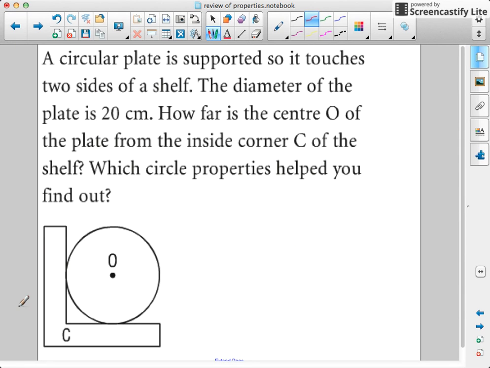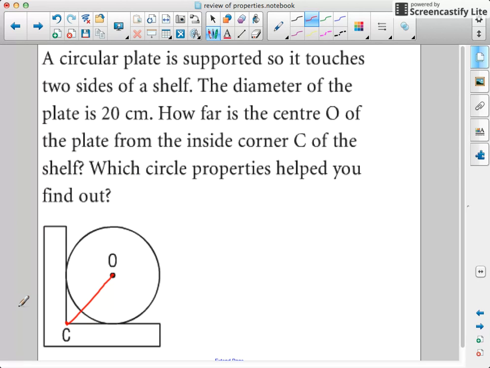Last example. A circular plate is supported so it touches two sides of a shelf. The diameter of the plate is 20 centimeters. How far is the center O of the plate from the inside corner C of the shelf? Which circle properties helped you find out? So we're trying to find how far the center O of the plate is from the inside corner C. So from right here to right here.